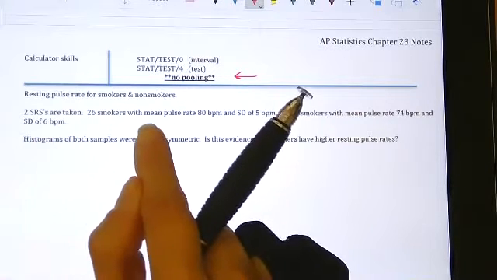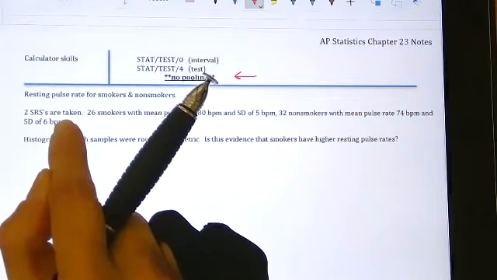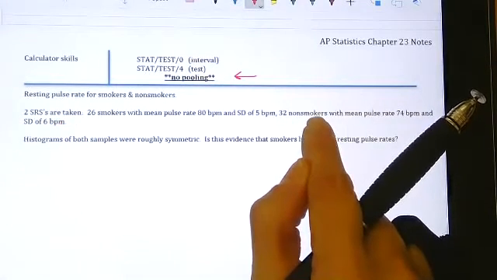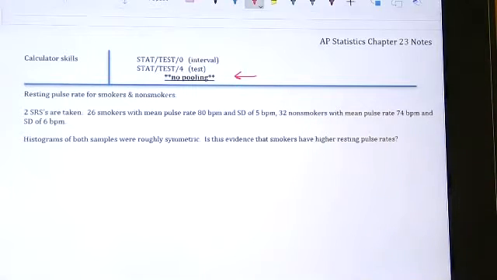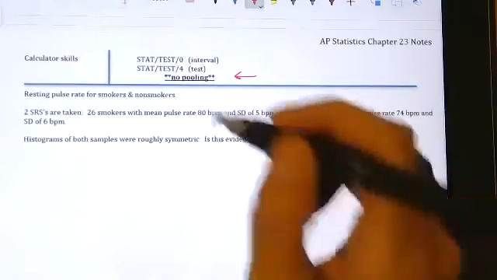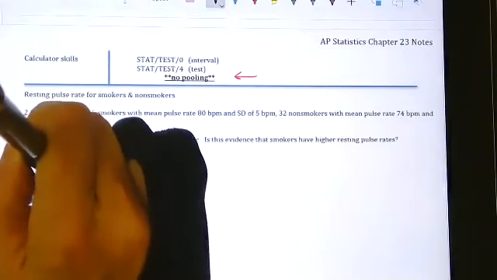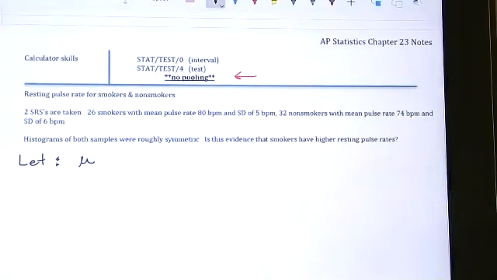So let's take a look at what we got here. We have two random samples, smokers and non-smokers. We are interested in the overall mean, the average resting heart rate for smokers versus non-smokers. So the first thing we need to do is define our two parameters. You can call them mu1 and mu2, or mu sub s for smokers and mu sub ns for non-smokers. It is completely up to you.